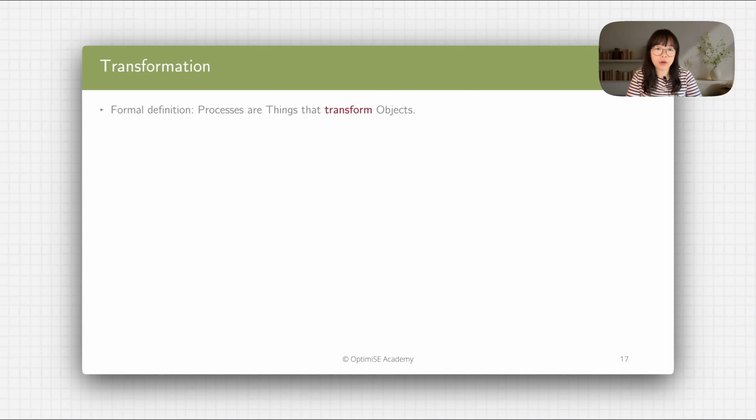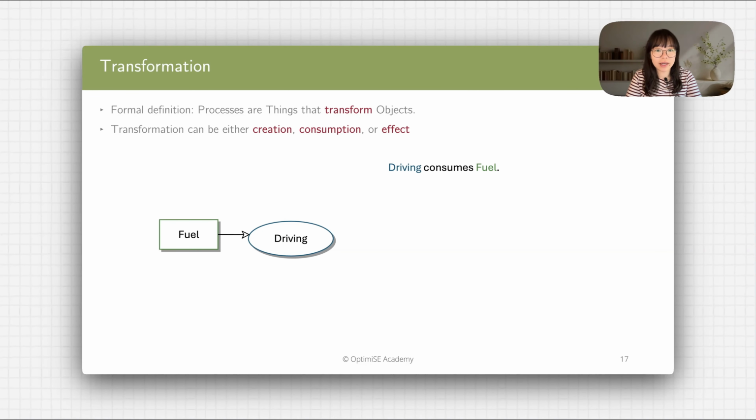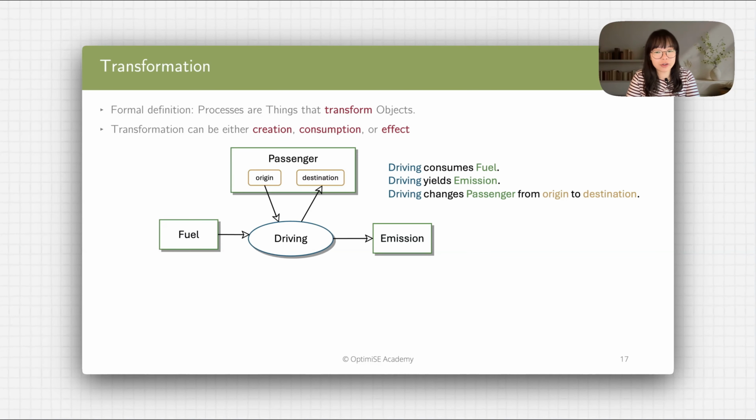So previously we talked about the formal definition of a process, where processes are things that transform objects. Well, what is transformation? In OPM, transformation can be either the creation or consumption of an object or the effect it has on an object. Let's take driving as our example again. Driving consumes fuel, and it also generates emission. And finally, it changes the location of a passenger from origin to destination. So this is the effect it has on passenger.